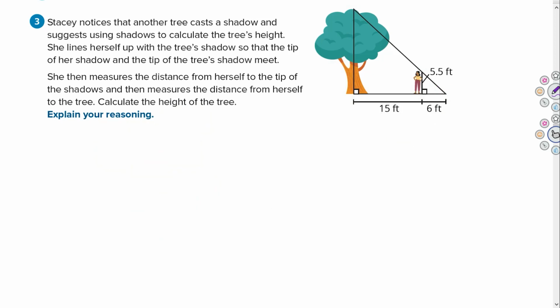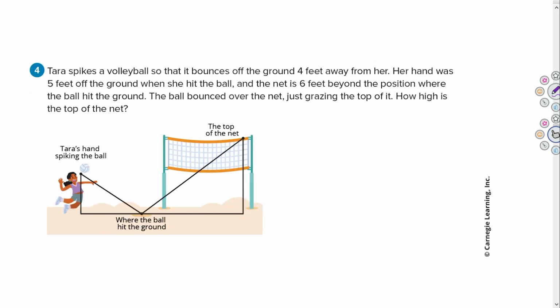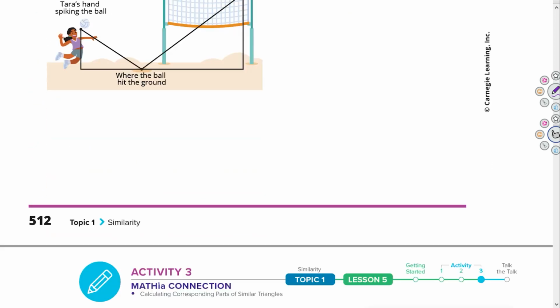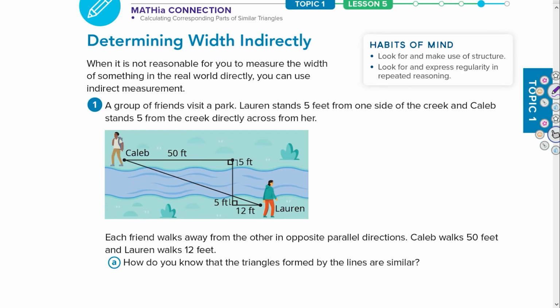All right, so let's move on. I think we get that idea. We can do the volleyball problem, but I think we get this idea. So let's move on to determining width indirectly.